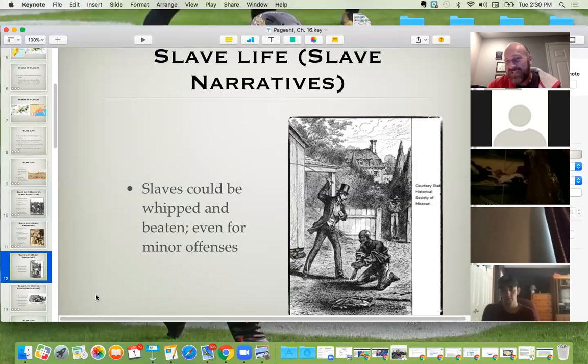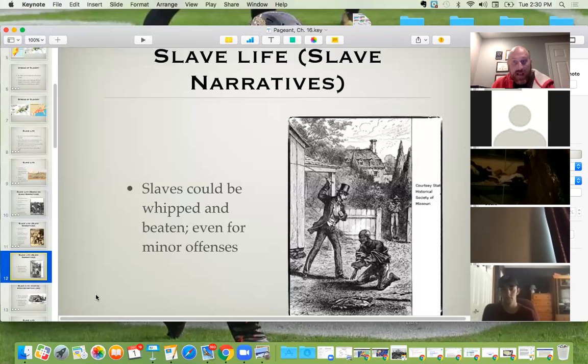So if you don't have those incentives to do a good job, those positive reinforcements, what's the only thing that's going to get you to work? Well, I really don't want to get whipped today. Now, whipping is interesting because it was used a lot, but there were plantation owners who frowned upon it because a beaten slave isn't as productive. But sometimes examples had to be set.